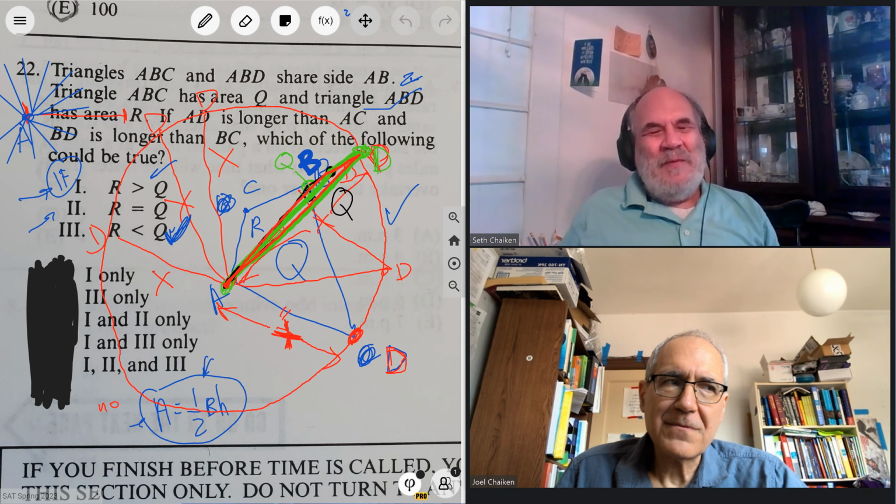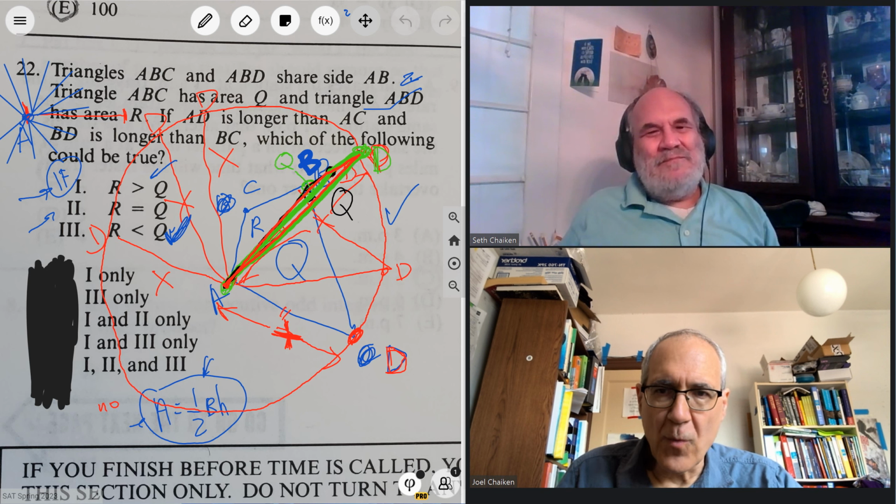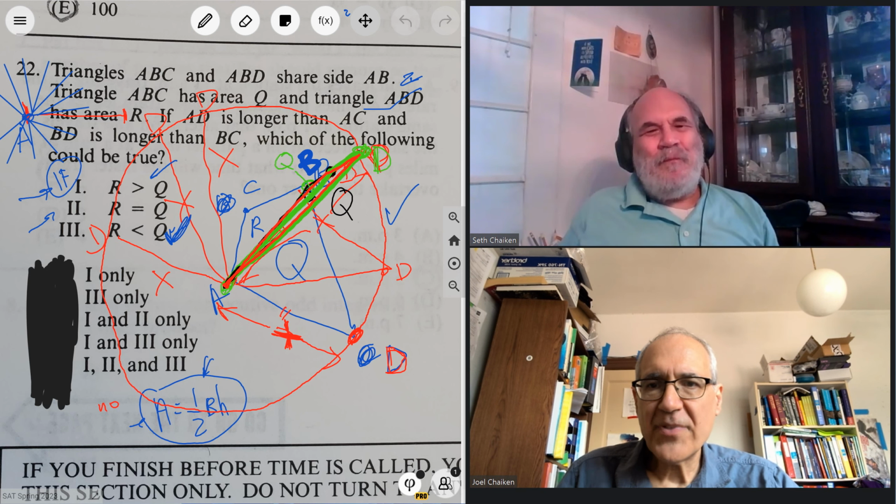You have two triangles. One side is the same, and in triangle Q, the two sides are bigger than the two sides in triangle R. So we have to find a triangle using brute force where R is greater than Q, where the smaller triangle has a greater area than the larger triangle.